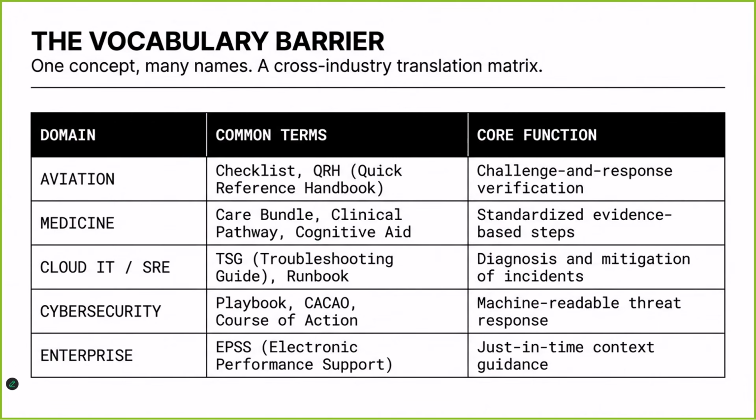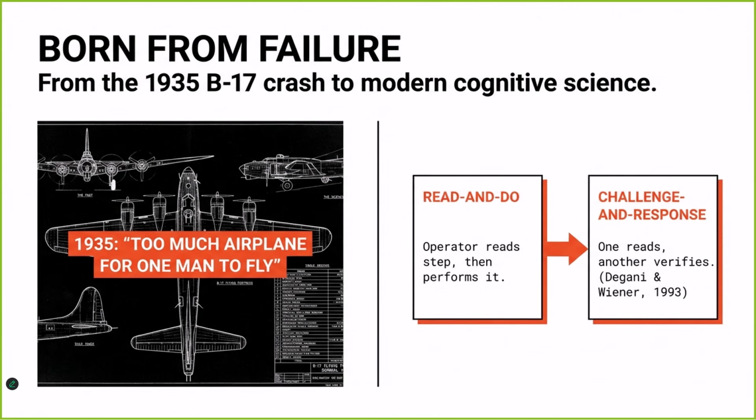And you've heard me talk about this many times before. If you've been with me in webinars or in classes or in presentations, it's a checklist. Ultimately, it might be a fancy checklist with all kinds of extra information, but it's a checklist. Now, again, as I said, it was born from failure. In 1935, there was a B-17 crash, and this caused them to step back and say, we've got to figure this out. Initially, they said, oh, it's just that this plane is too much for one person to fly. But then they realized that using read and do or challenge and response, they can improve this.